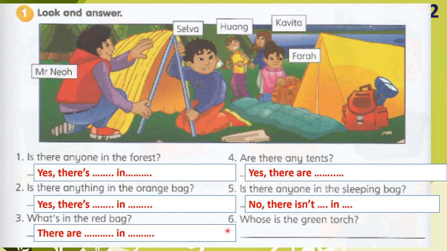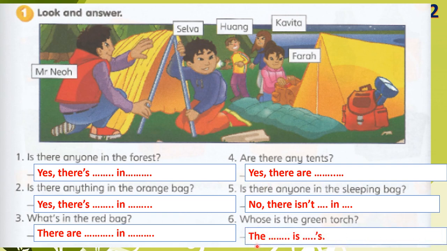So how many tents? Okay. And last question. Whose is the green torch? Whose is the green torch? Now you look for the green torch. This one. This is a blue torch. Where's the green torch? There. That's the green torch. So whose? You have the name Huang. So whose is the green torch? So you have to say the green torch is, okay, you must have the apostrophe S. It's Huang's.